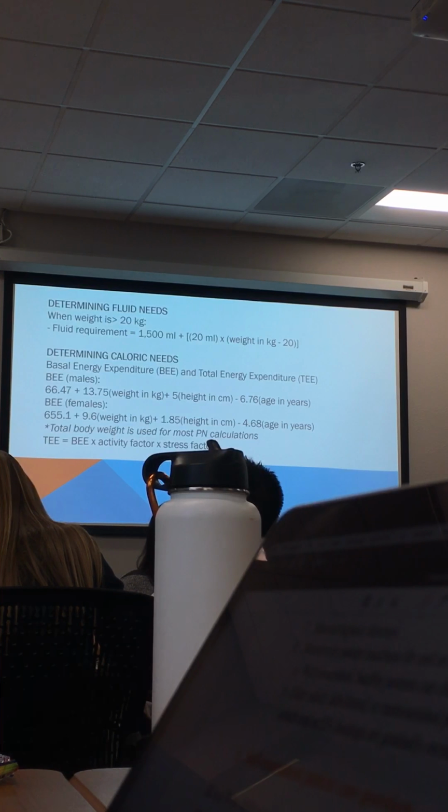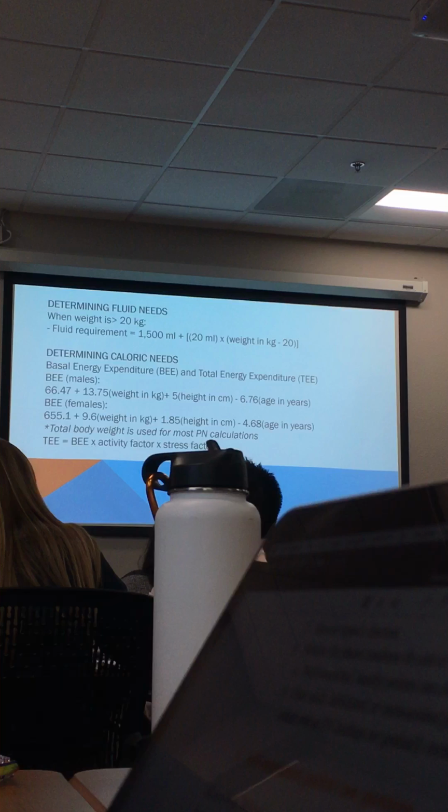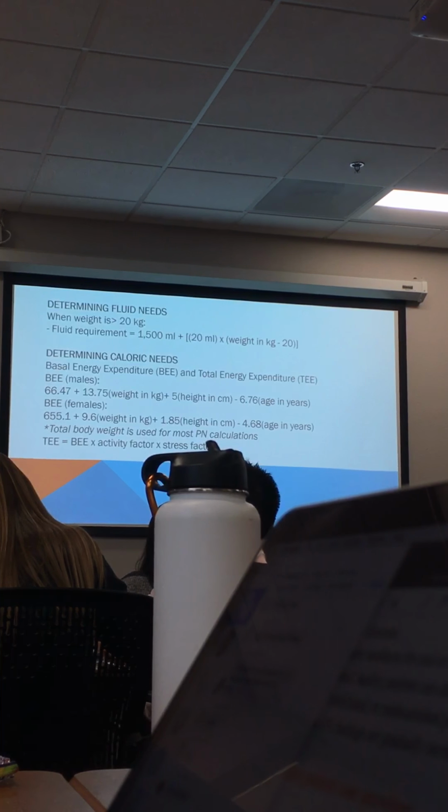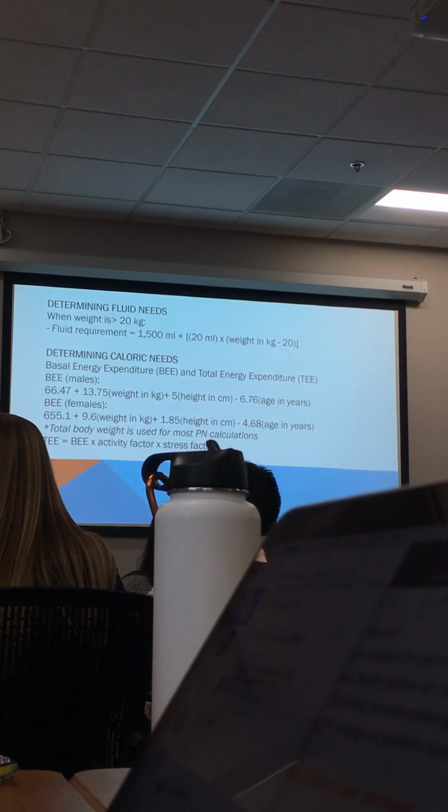So the equation is here, used to determine caloric needs. Total energy expenditure, TEE, and basal energy expenditure, BEE. Basal energy expenditure means you are at the most basic state, like you lie down on the bed. If you are running, that is not BEE. If you're really sick, you do not use BEE. You use TEE. TEE has the activity factors and the stress factors.